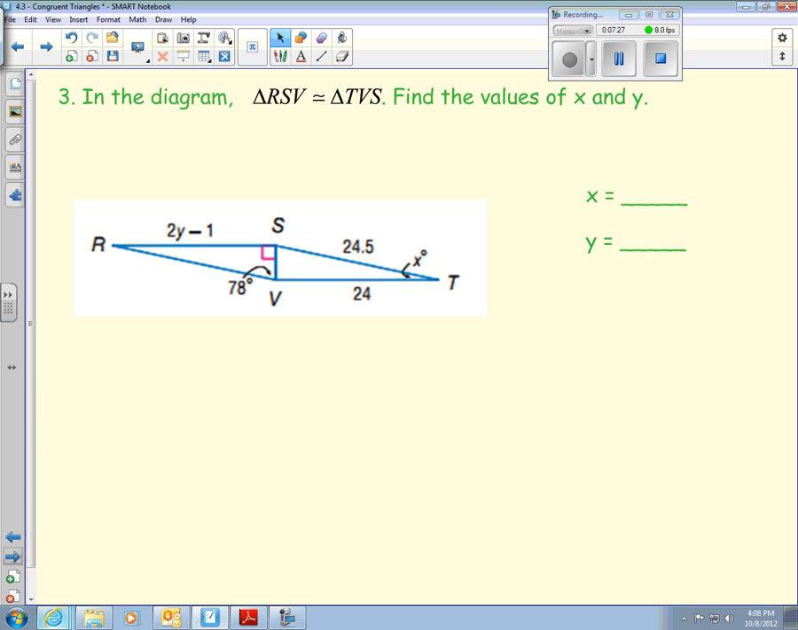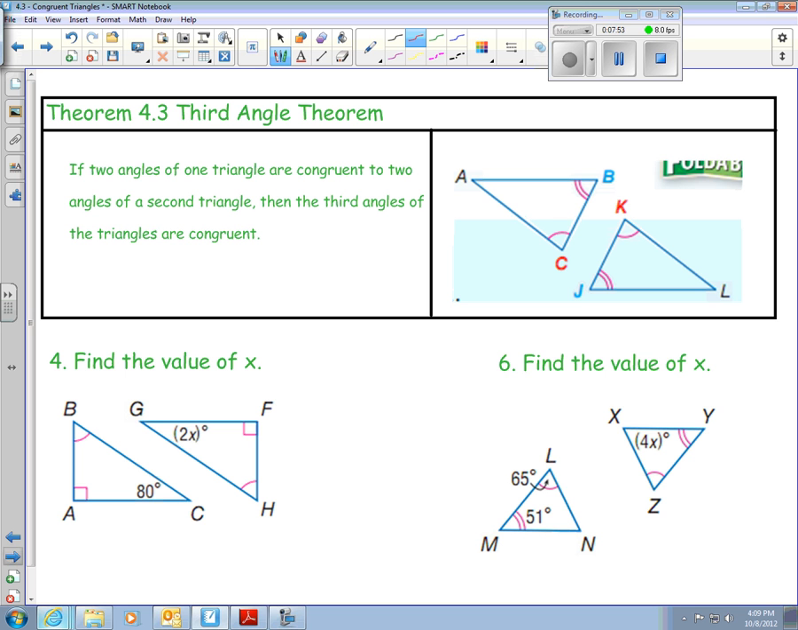Okay. Next, we have this diagram, and you have to find X and Y with this diagram. And I'm just going to get you started by lining up my vertices. So R goes with T, and then S goes with V, so this is kind of tricky, and V goes with S. So I want you to go ahead and finish for tomorrow finding the X and the Y for this for us.